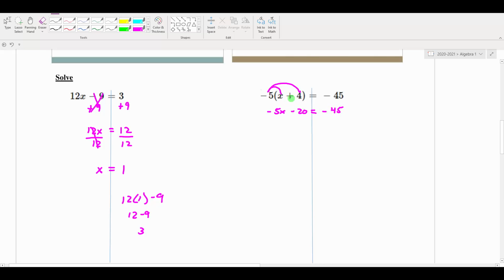So now that we have gotten rid of those parentheses, we can start moving things from one side of the equation to the other. All right, so I'm going to start with any adding or subtracting that I need to do. So I see this minus 20 right here. The opposite is to add 20. All right, so the 20s will cancel on the left hand side, leaving me with just a negative 5x. And we come over here, negative 45 plus 20 is going to be a negative 25.